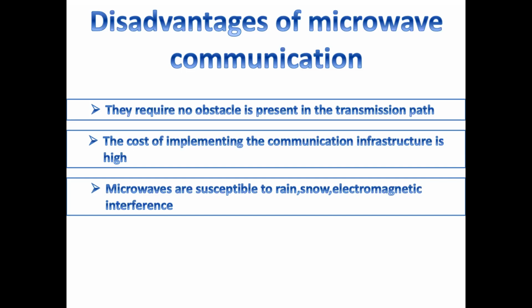And microwaves are susceptible to rain, snow, and electromagnetic interference. That means if there is rain, or snowfall, or any other electromagnetic interference, then the microwave communication will be hampered.